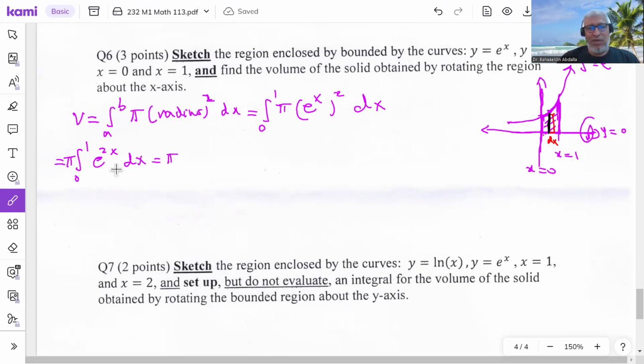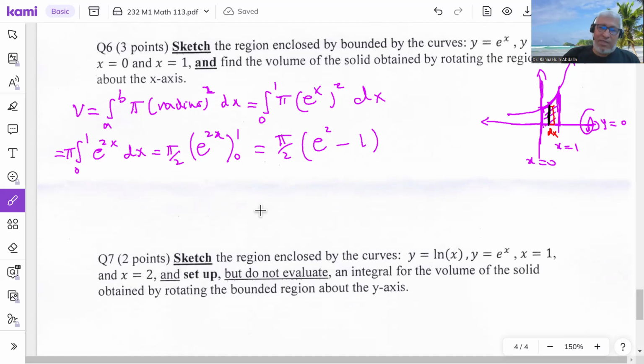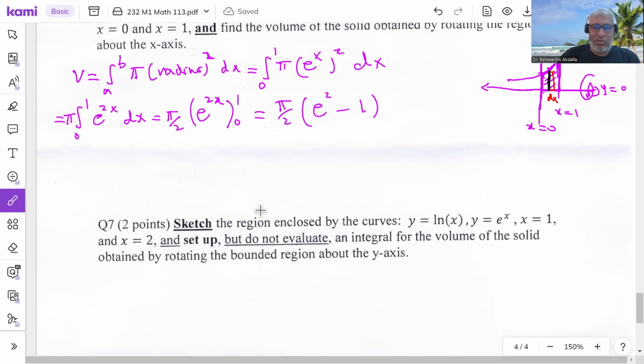What is the integral of e to the power 2x? It is e to the power 2x over 2. You divide by the derivative of 2x, from 0 to 1. If you replace x by 1, I'll have pi over 2 times e squared, minus, if you replace x by 0, I'll have e to the power 0, which is 1. And that's the final answer. That's the exact answer. You don't have to approximate that answer.